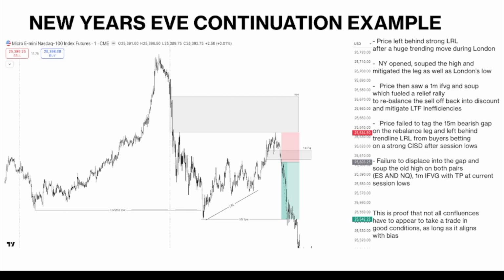There was a failure to displace into the gap and soup the old high on both pairs, ES and NQ. 1 minute inverse fair value gap, and TP would have been at current session lows. Again, this is proof that not all confluences have to appear to take a trade in good conditions, as long as it aligns with your bias.